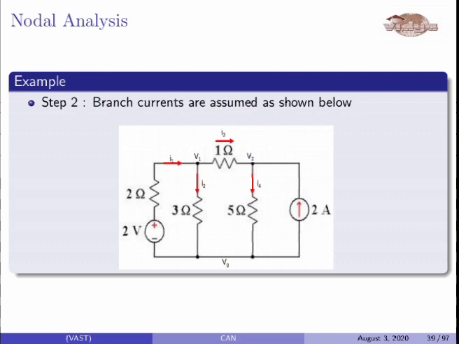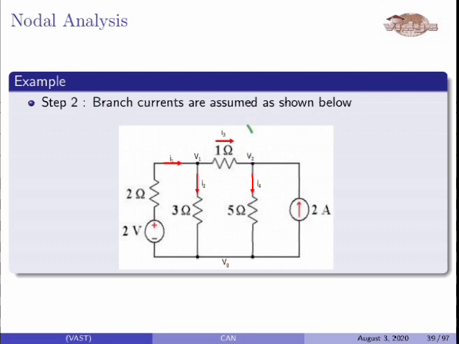Similarly, you can express the currents in each branch. So what is I2? I2 is flowing from node 1 to the ground. So I2 can be expressed as the voltage at this node, that is V1, minus the voltage at the ground, that is 0, divided by the resistance, that is 3. So I2 is equal to (V1 minus 0) by 3, or V1 by 3.